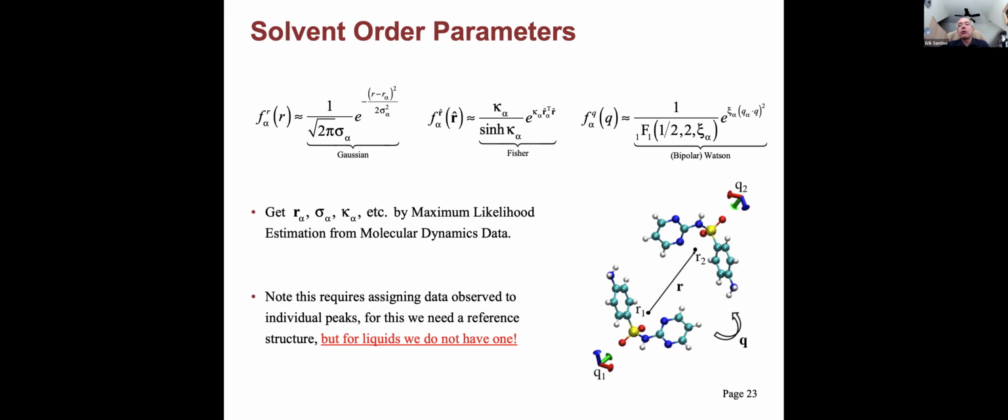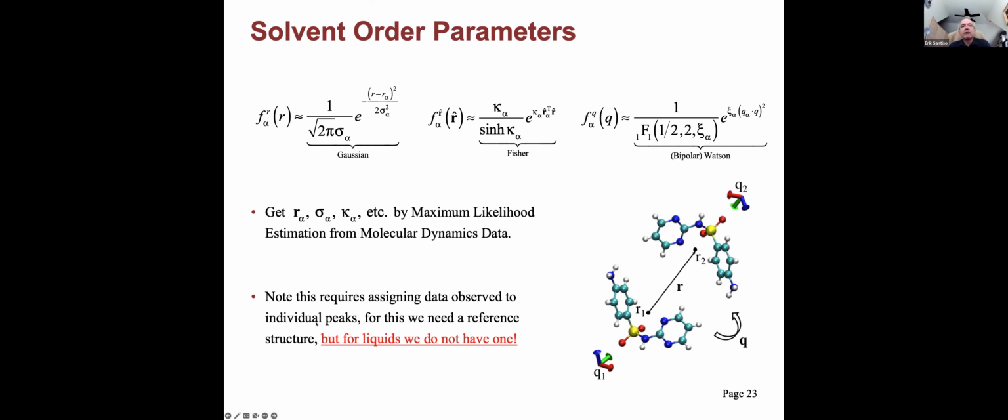But the problem we have now is, how do we collect the statistics? You remember I told you this story about, we took the structure at 0 Kelvin and then we compared to that structure, but for liquids that doesn't work because you don't have a structure at 0 Kelvin. So this is not so trivial.